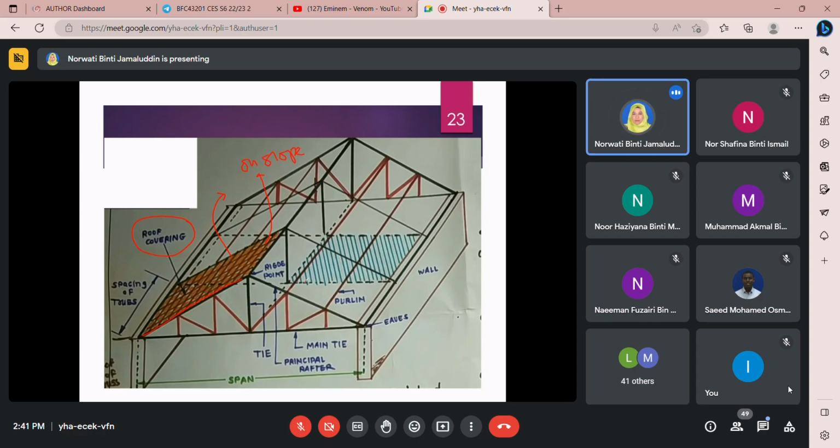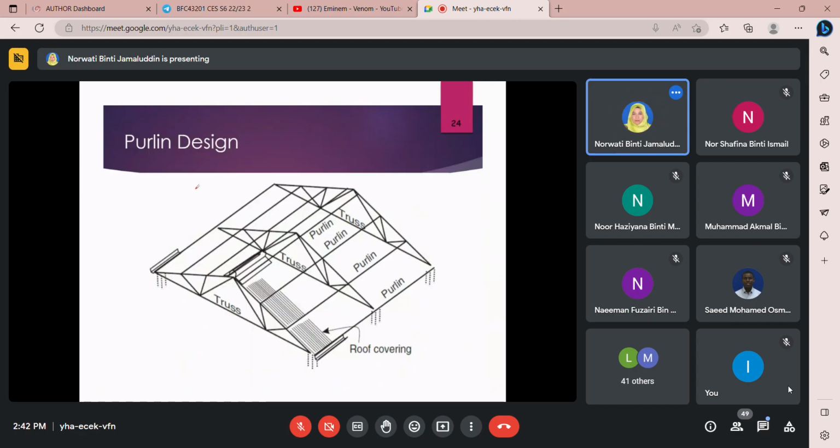As you can see here, I just want to introduce the terms load on slope and load on plan. This one is on plan, and this one is on slope. So the roof covering will transfer the load in the form of on-slope load. I hope that you can imagine.